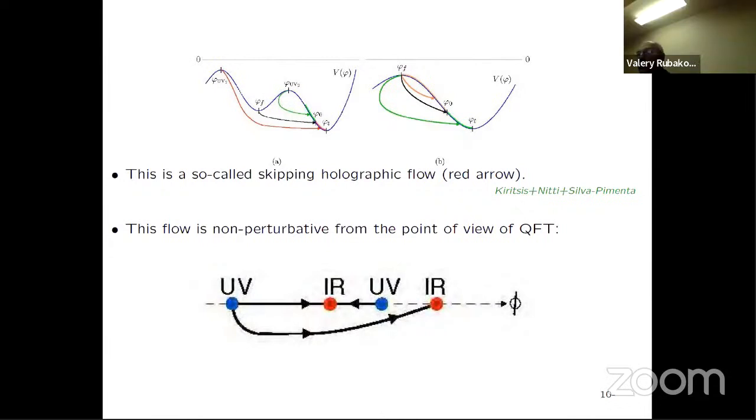Yeah, the question is, why do you consider only the case where you have this left upper maximum? It may not exist simply. You mean this may not exist? Yeah. Well, if your theory has a single minimum or two minima and a maximum, obviously a skipping flow doesn't exist, and in that case you can prove that there is no instanton. You need to have a skipping flow.